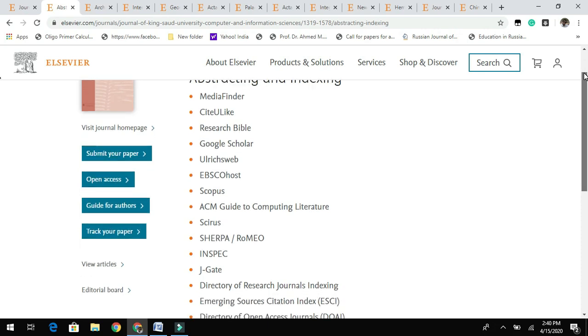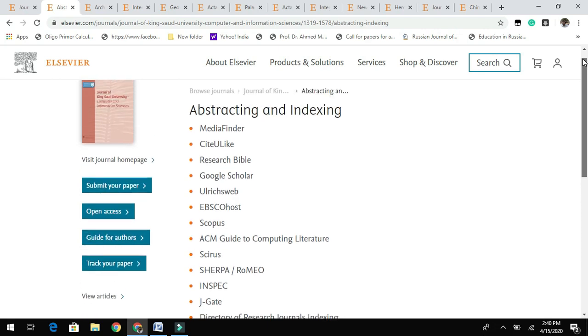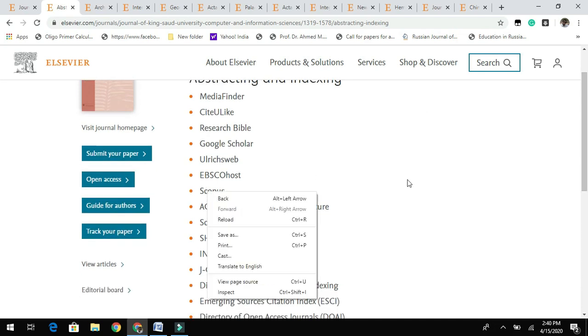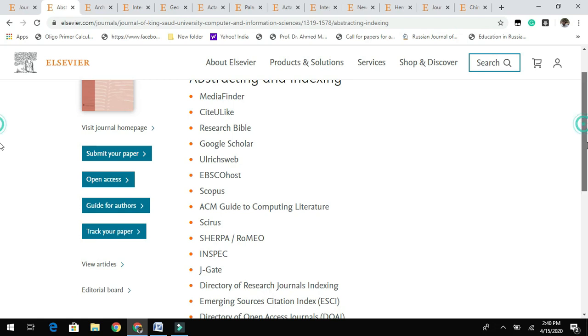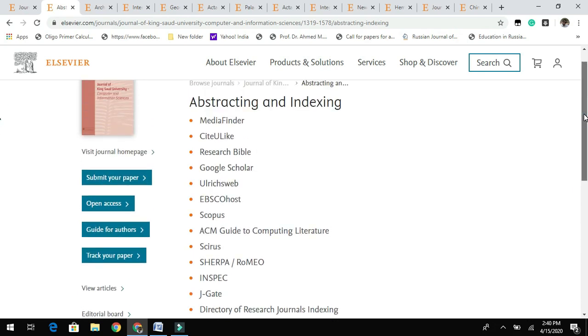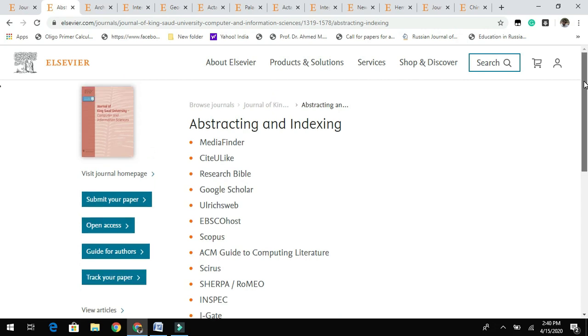So it has indexing in Scopus, Google Scholar, Sci, etc., and other indexing databases. So if you are planning to submit, then please do read the author's guideline.